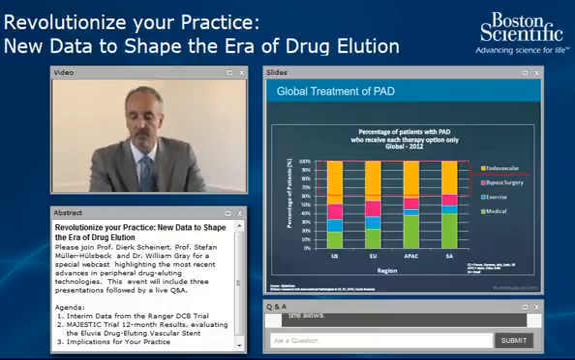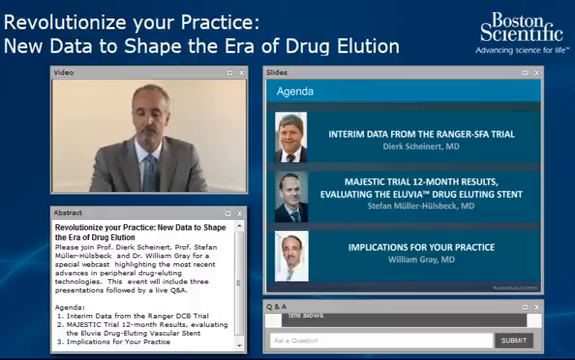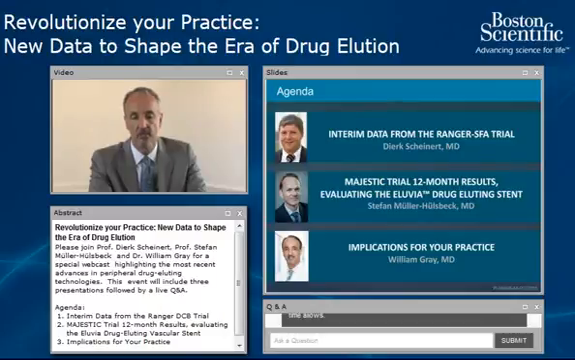But we see in the remaining countries actually a dominance of medical therapy, which really suggests that most patients aren't offered a revascularization approach. And in fact, even in the patients who are offered a revascularization approach, only the minority of them will receive something like bypass surgery or endovascular means. So there's a lot of opportunity here for patients worldwide to improve their outcomes and to improve their functional capacity. And now I'm going to hand it over to Dirk Scheinert, who's going to talk to us about the interim data from the Ranger SFA trial.